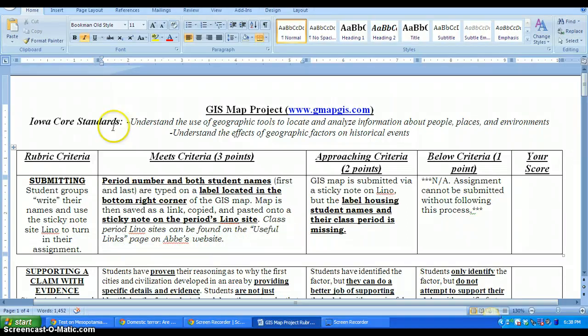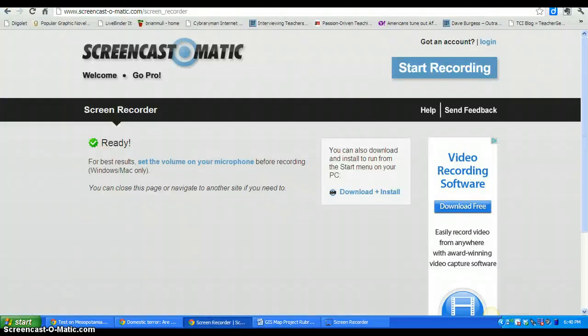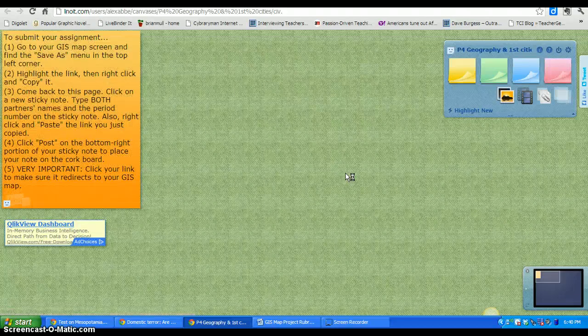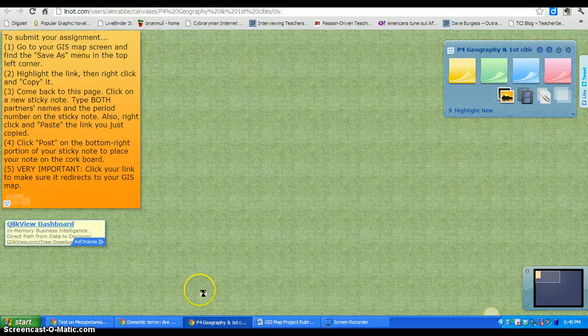Okay. I'm gonna pause real quick and make sure I have those correct, and I'll show you those. Okay, sorry about that. So again, you're going to submit, you're going to label your map with your name and your period number. You'll be with a partner, so I need both names. Then you're going to copy and paste it onto the Lino site, and that is under useful links. So what you will end up on is my useful links page here. Then you'll go to your period. Let's say you're in period four. This funky little website, it's like a sticky note website, will pop up. And you have your instructions for how to turn in your assignment right here. And I will show you how to do that in the other video too.